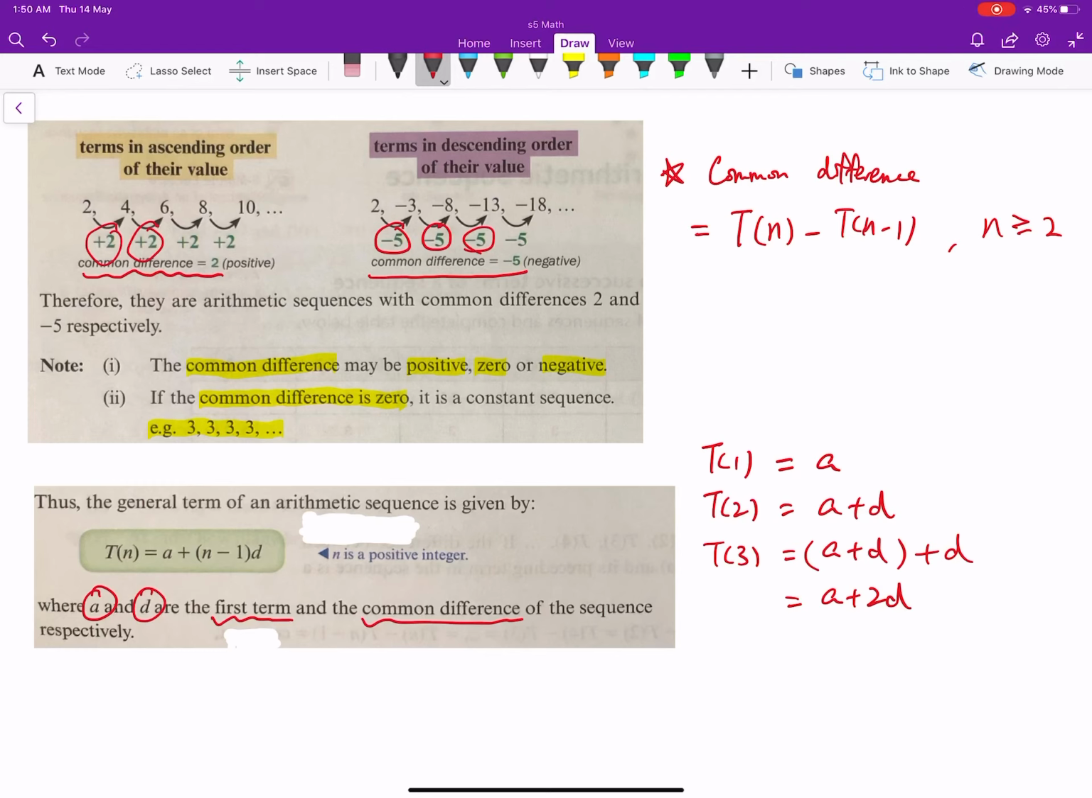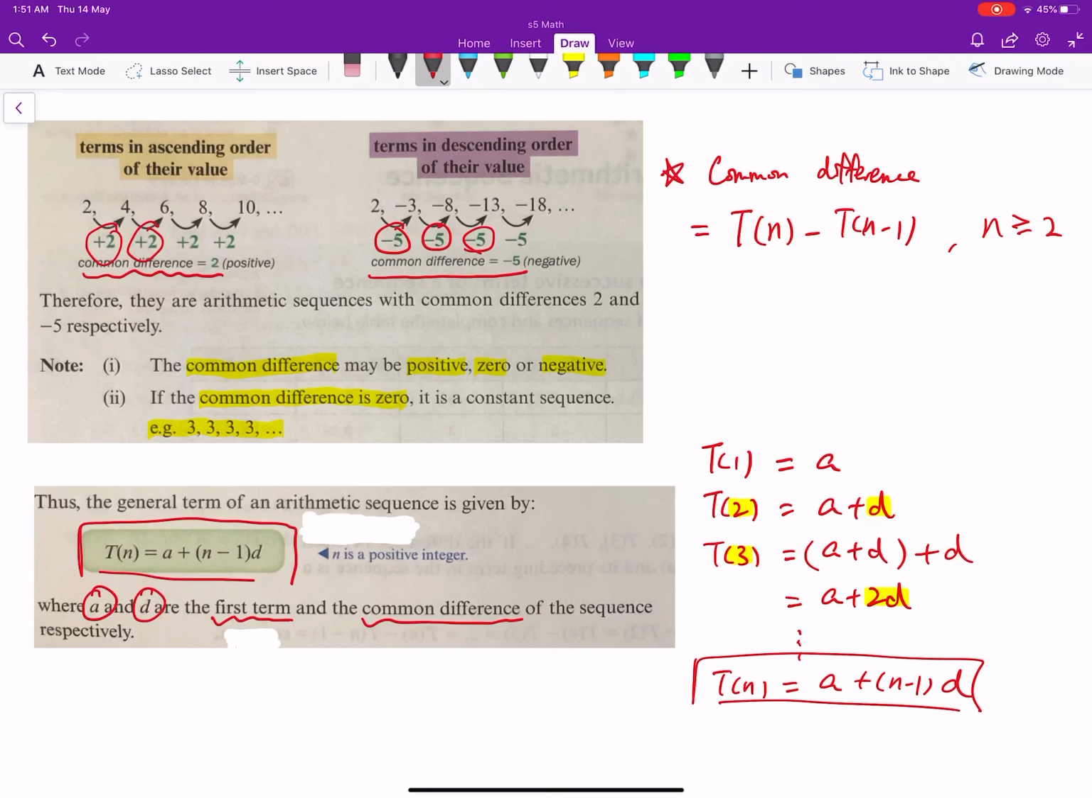So similarly, here you can observe a pattern. If this is T2, then you have 1D to add. And if this is T3, then you have 2D to add. So if you get Tn, you will get n minus 1 D to add. So this is exactly the same formula here. And this is very, very important.